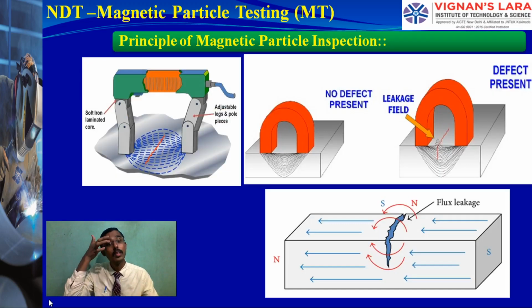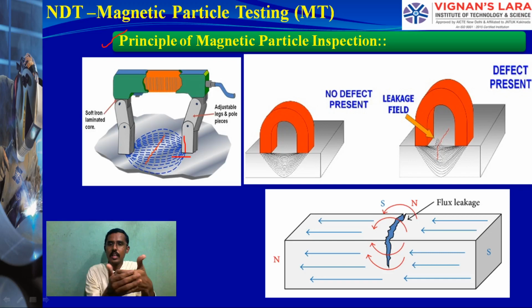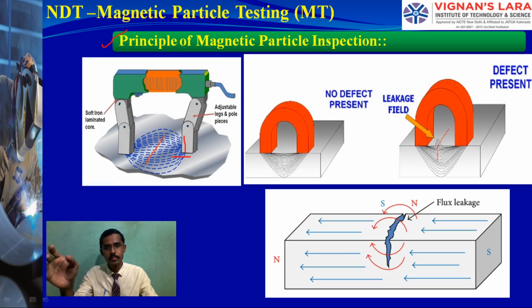Number 1. See, this is what the principles of magnetic particle testing we have seen in previous classes: the magnetic field forms perpendicular to the flow of current, by the right hand thumb rule. I have told you, right hand thumb rule like this. The current flows in the thumb direction, and the magnetic field will be in the direction of the fingers, perpendicular to the current. That is what I have told you. That is what I have covered.